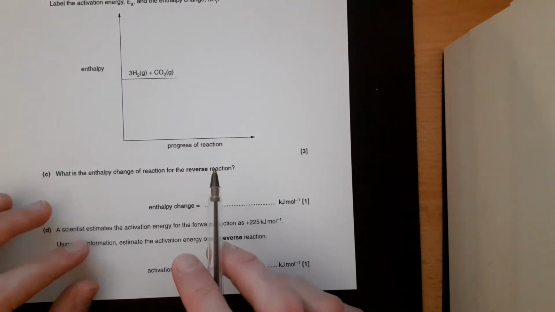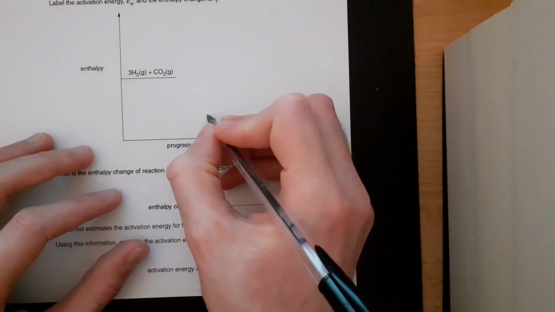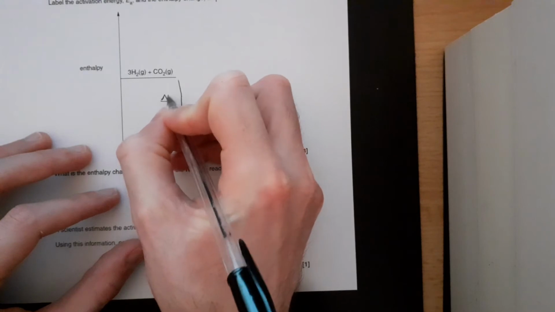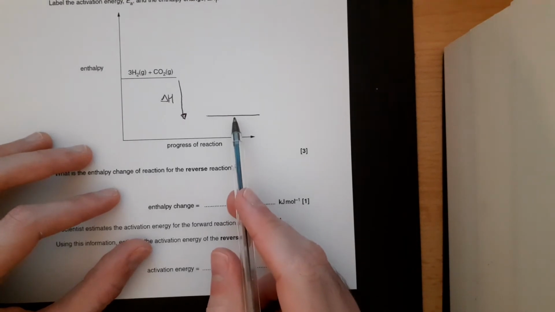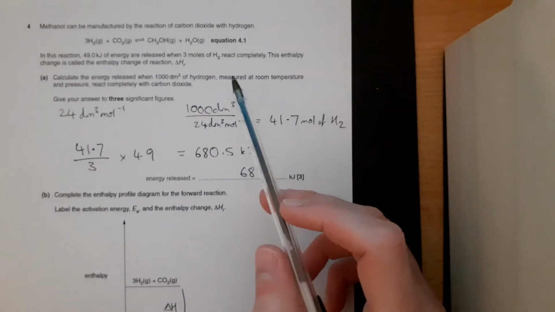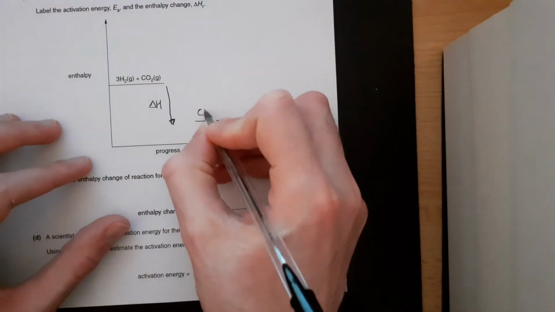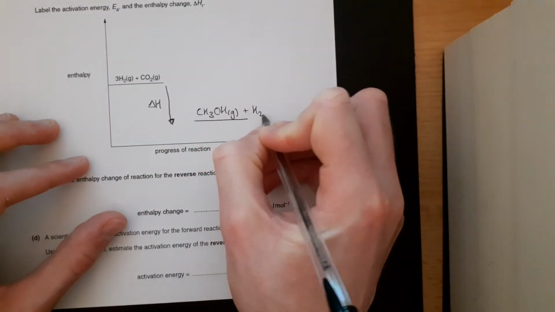So on the diagram here, the products are going to be lower in energy than the reactants. Okay, we're going to be down here, and our delta H would be negative, because it's releasing 49 kilojoules of energy. Here we're going to want to write the products. So the products are methanol and water. So if we put those on here, just copy those from the equation.